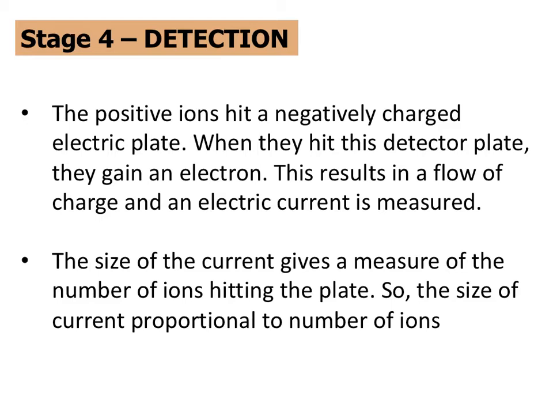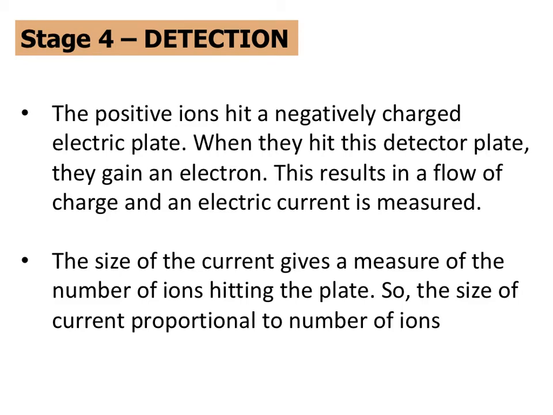So that's how the detection happens. So we know that a particular type of particle has hit the detection plate at a particular moment in time. We know how long the flight tube is, so based on that we could work out the mass of the particle. But not only that, there might be a lot of one type of particle, there might be very few of one type of particle, and so the size of the current is going to give us a relative measure of the number of ions hitting the plate.